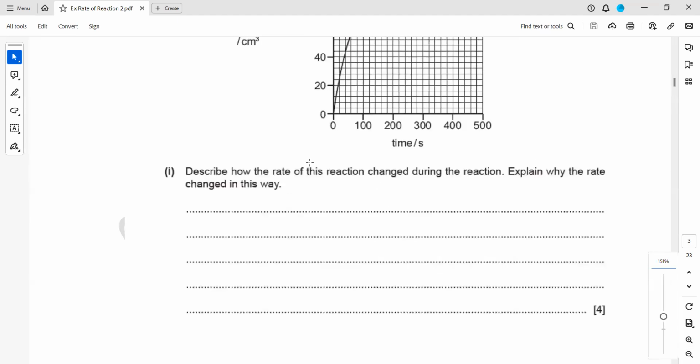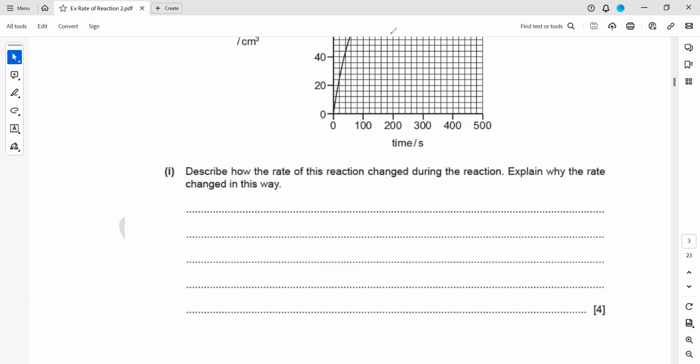Don't try to write stories. Some of the questions have structured answers, so try to learn that answer. This is the question: describe how the rate of this reaction changes and explain why it changes in this way.